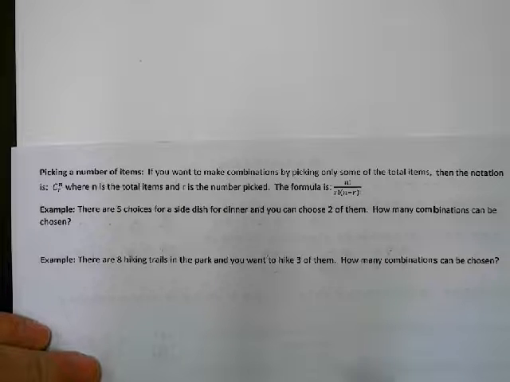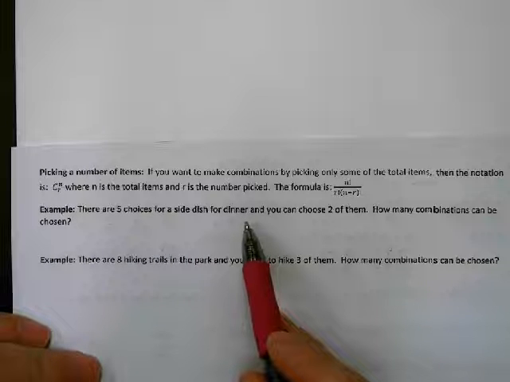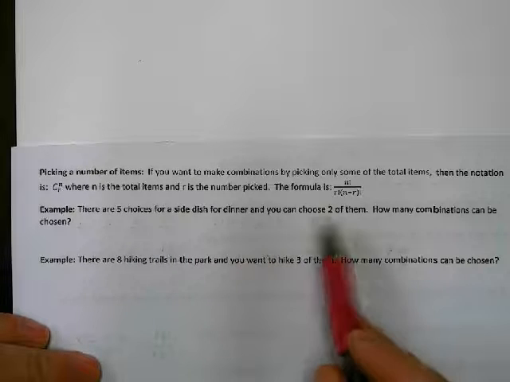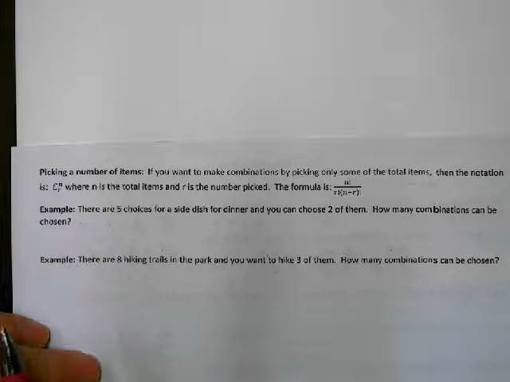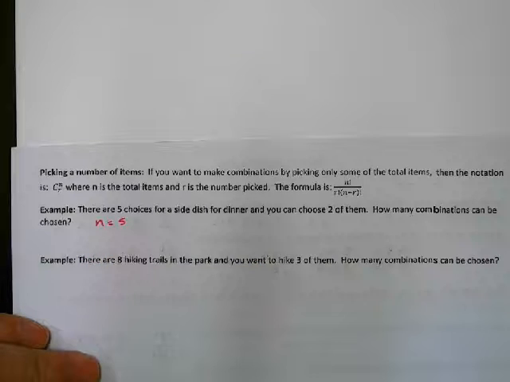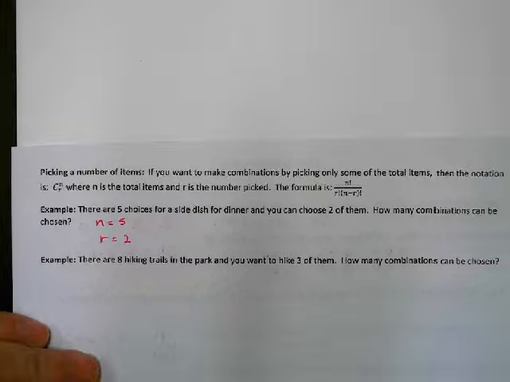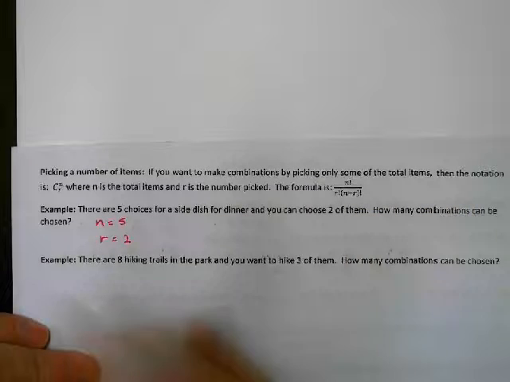All right, so we have 5 choices for a side dish for dinner, and we're going to just assume they're all different. And we only want to choose 2 of them. Okay, how many combinations can be chosen? So we got 5 different items. So our n in this case is 5. But we only want to choose 2 of them. All right, so I got 5 different things. I want to choose 2 of them.